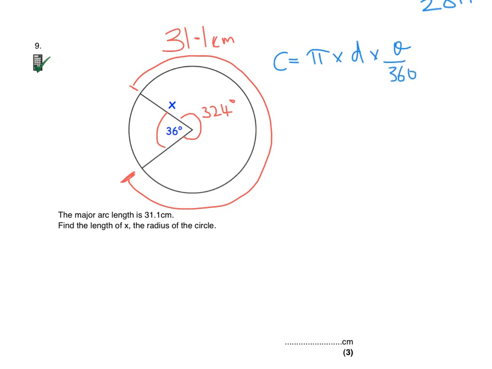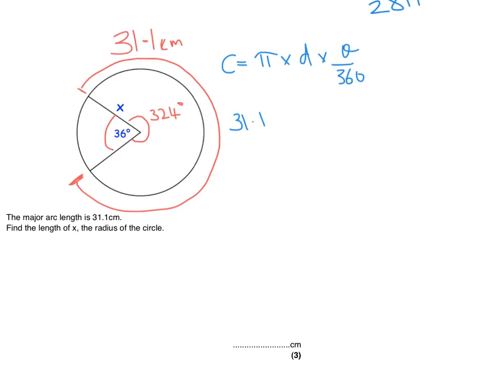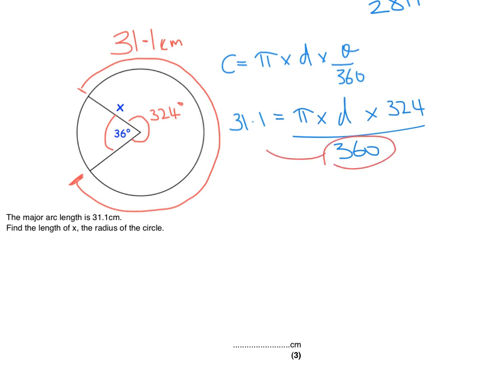Now I'm going to put in what I know. I know the arc length is 31.1, so 31.1 equals pi times, I don't know the diameter, but I do know that the angle is 324, and I can say that's all over 360. I'm just doing the same thing over again. So 360, swap side, swap sign, it's going to multiply. So 31.1 times 360 gives me 11,196.